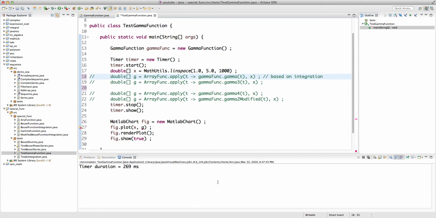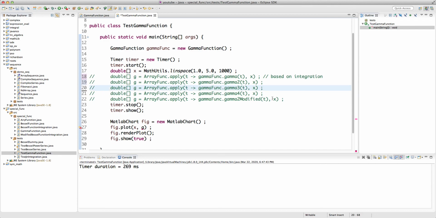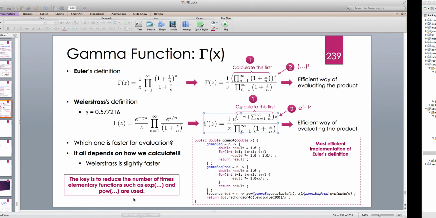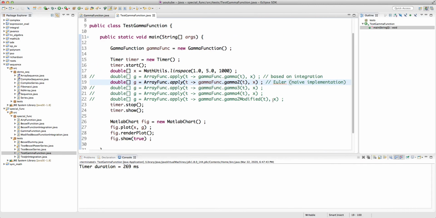Okay, so let's try gamma 2. Gamma 2 is based on the Euler definition. I'm going to call it the naive implementation. The naive implementation is just calculating each term first, so we call this power function each time. We calculate one term, do the division, and then multiply the results. This is the naive implementation.